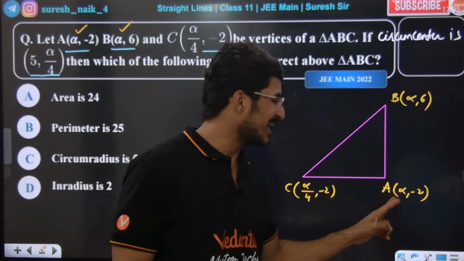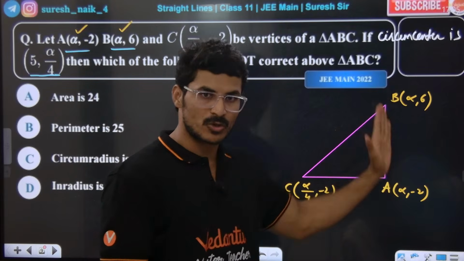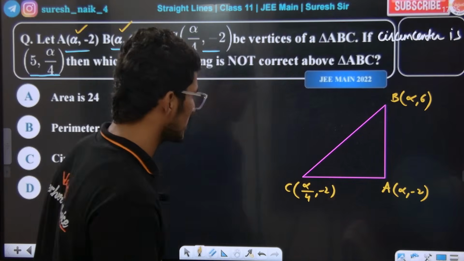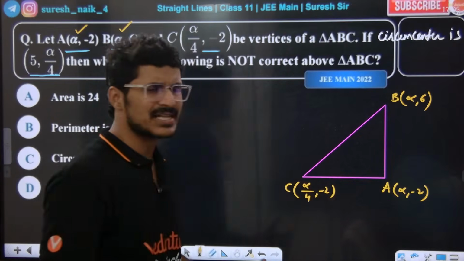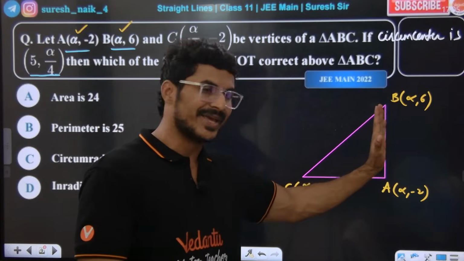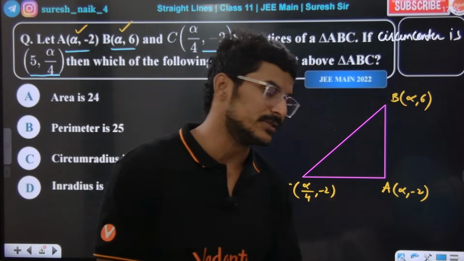B point's x coordinate and A point's x coordinate are the same, so they should lie on the y-axis. The y coordinate is the same for the other two, so they are lying on the x-axis. Sir, this is a right angle triangle. How do you know? Obviously, these two are lying on the y-axis and these two are lying on the x-axis, so it forms a right angle triangle.